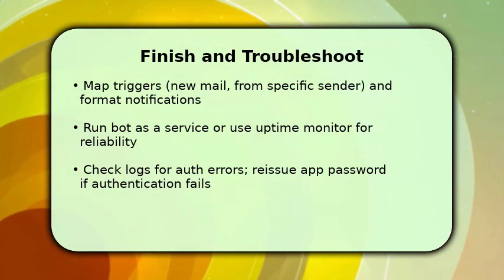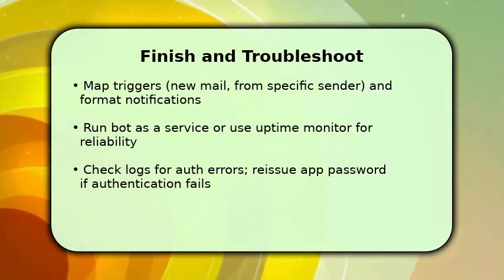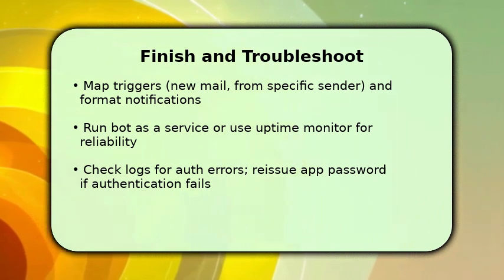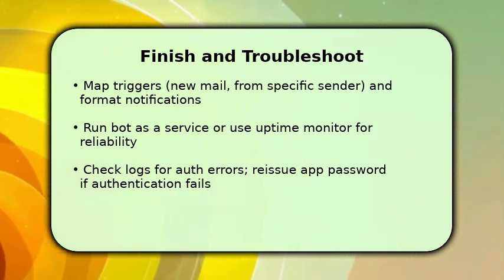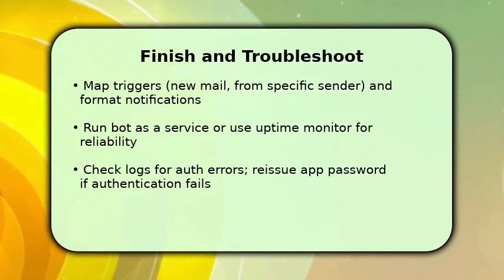Finish by defining triggers. Decide if you want all new mail or only messages from certain senders, then format the notification text with subject, sender, and snippet. Deploy the script as a background service so it runs continuously. If needed, use a process manager.